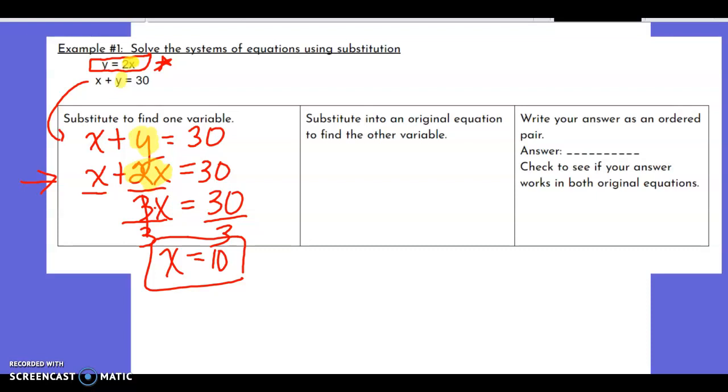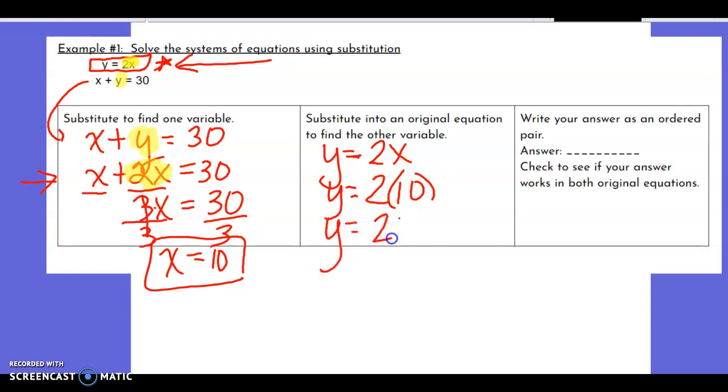Now we're going to go back into one of the original equations to figure out what y would be. I usually go back to the equation where the y was all by itself. So if I have y equals 2x, then in place of x, I'm going to put in the 10 that we just discovered x is. So I have y equals 2 times 10, or y equals 20. So the ordered pair where these two lines would be crossing or intersecting is the ordered pair (10, 20).